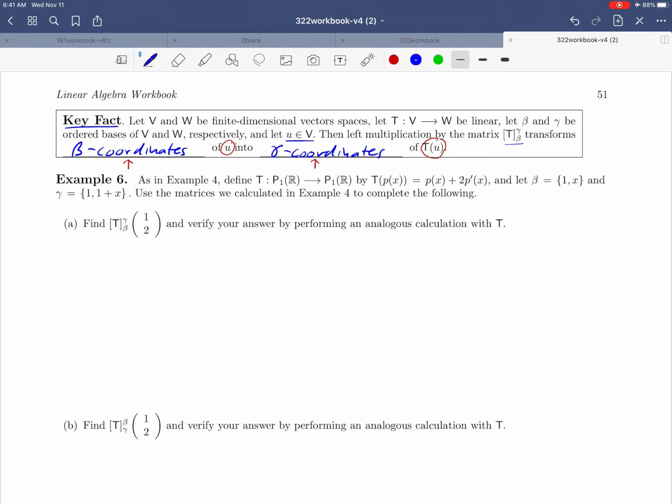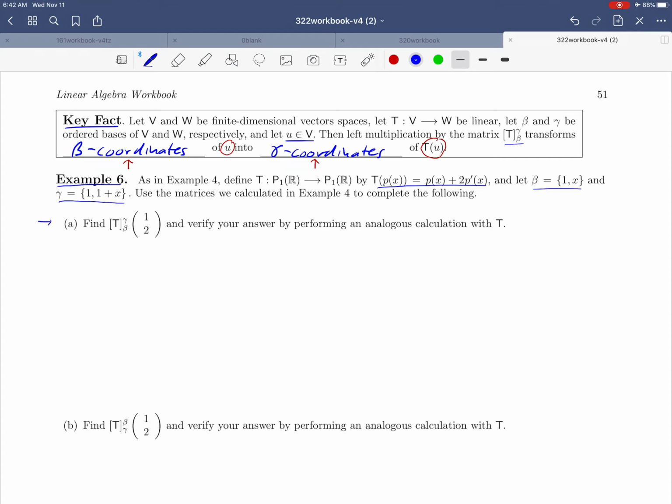Now I'd like to do an example where we really explore what that statement is saying, just so we can visualize it a little bit better. In example 6, we're going to be referring back to example 4, where we talked about the function T of P of x equals P of x plus 2P prime of x, and these two bases: beta is the vectors 1 and x, and gamma is the vectors 1 and 1 plus x. They'd like us to use the matrices that we calculated in example 4 to complete the following.